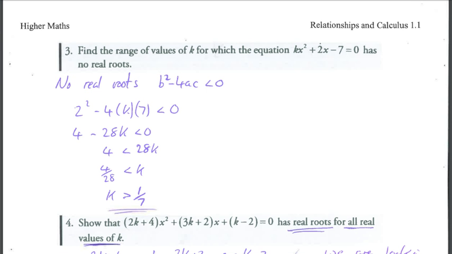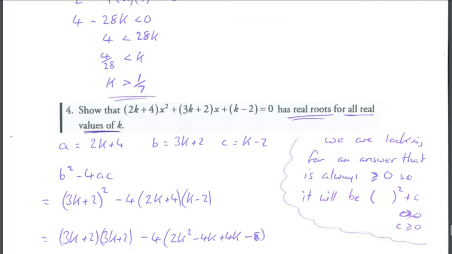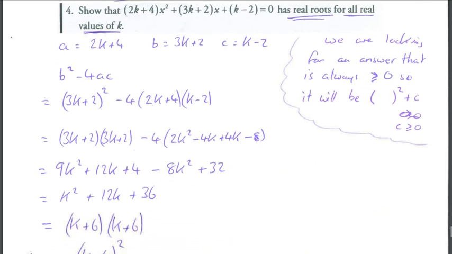Hello and welcome back to Higher Maths, Polynomials and Quadratics, looking at the discriminant. So we've just covered question 3 in the previous video. I'm going to have a look at question 4, which is definitely a higher question. Show that this equation has real roots for all real values of k.